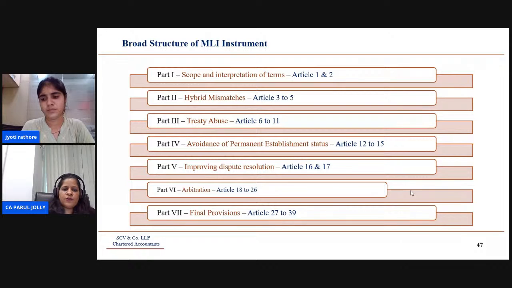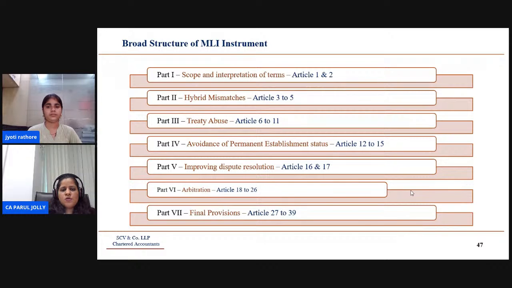Article 12 to 15 deals with avoidance of permanent establishment status. So we have this clause related to permanent establishment in DTA, and once permanent establishment exposure is there, any profit which is attributable to that permanent establishment gets taxed. So what the entities try to do is to avoid this permanent establishment status.